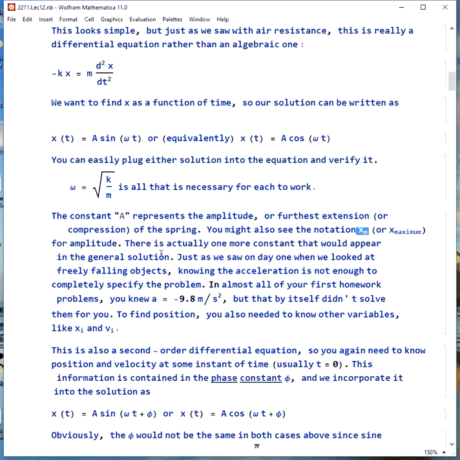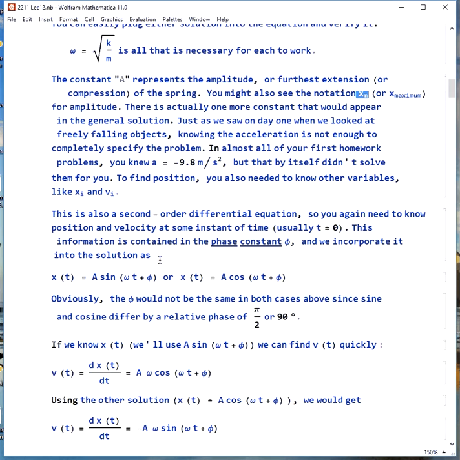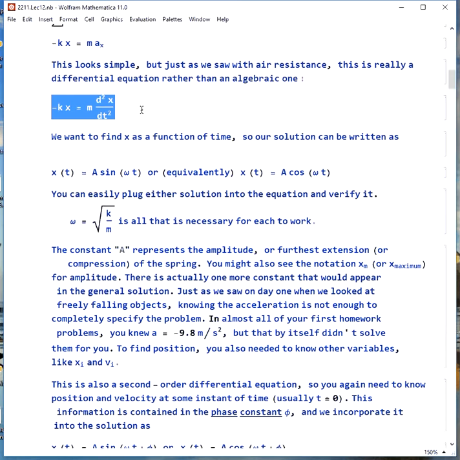The first day of class, when we looked at objects that were falling under the acceleration of gravity, for most of those problems we had a equals negative 9.8 meters per second squared, but there was still a lot left to solve in that problem. You also need to find other things, and typically that might be x and v initial values. This equation that we have here, a simple harmonic motion, that's also a second order differential equation. So again, we need to know position and velocity at some particular instant of time if we want to pick this out.